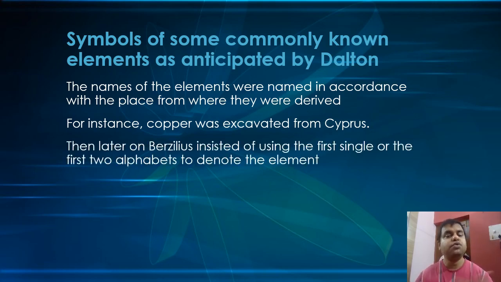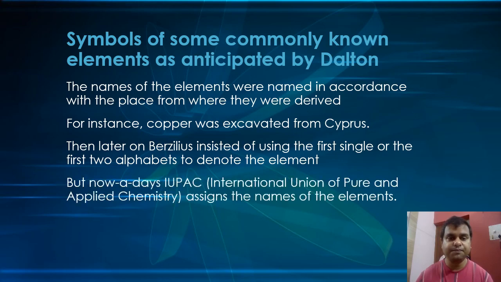Then more people tried to give names to these elements in whichever way they deemed fit. Sometimes they used the first single letter, sometimes the first two letters of the name. Now, there is a big association, a union you can say, of some of the leading researchers in chemistry.